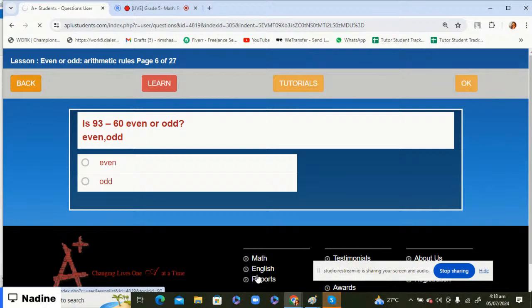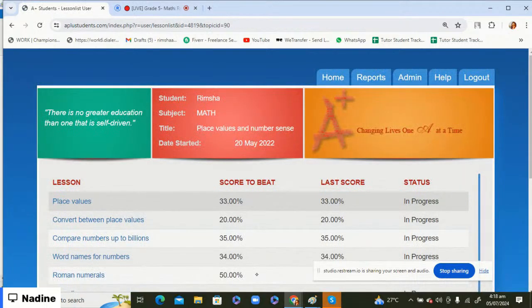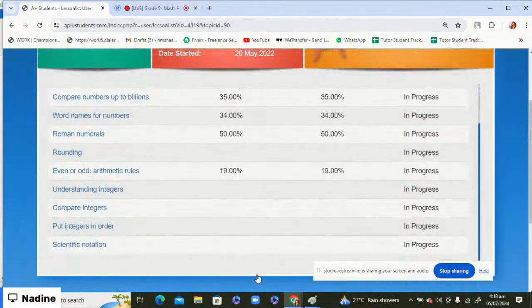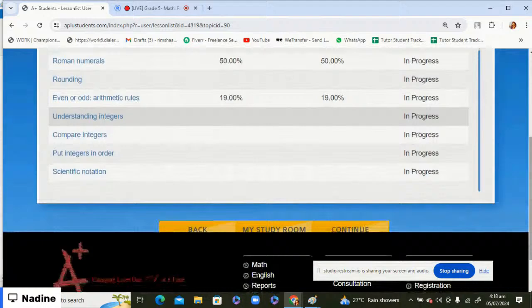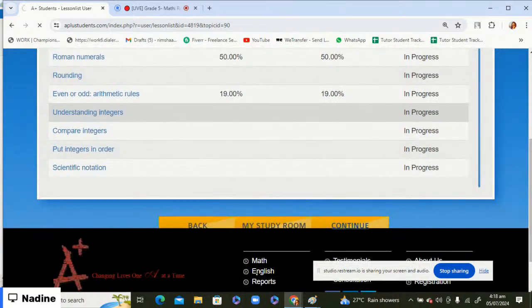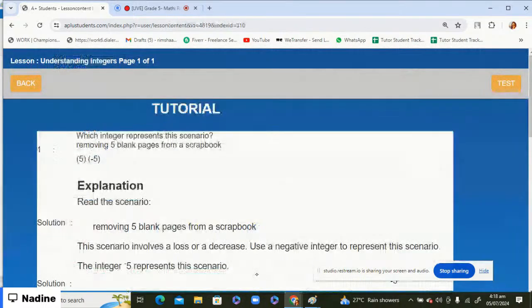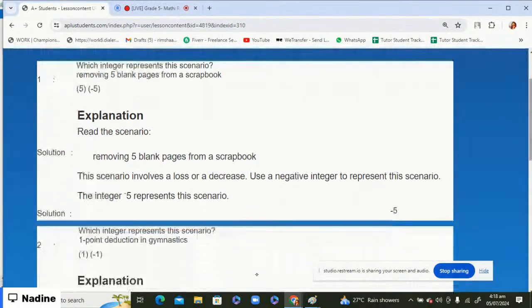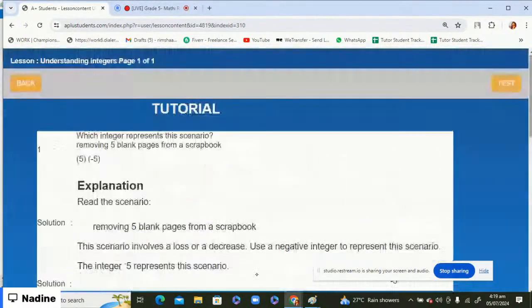Okay, let's do the next lesson now. The next lesson we cover today is understanding integers. Okay, so now look here. What are basically the integers? First of all, let me tell you.